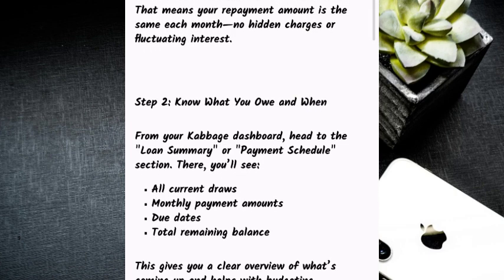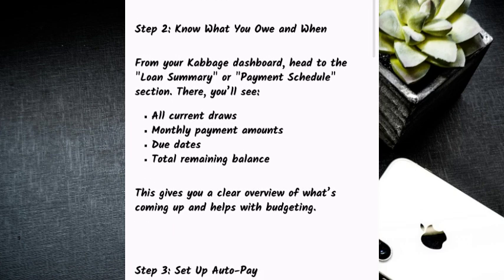Step 2, know what you owe and when. From your Kabbage dashboard, head to the loan summary or payment schedule section. There, you're going to see all current draws, as well as monthly payment amounts and due dates, and of course, the total remaining balance. This gives you a clear overview of what's coming up and helps with budgeting.